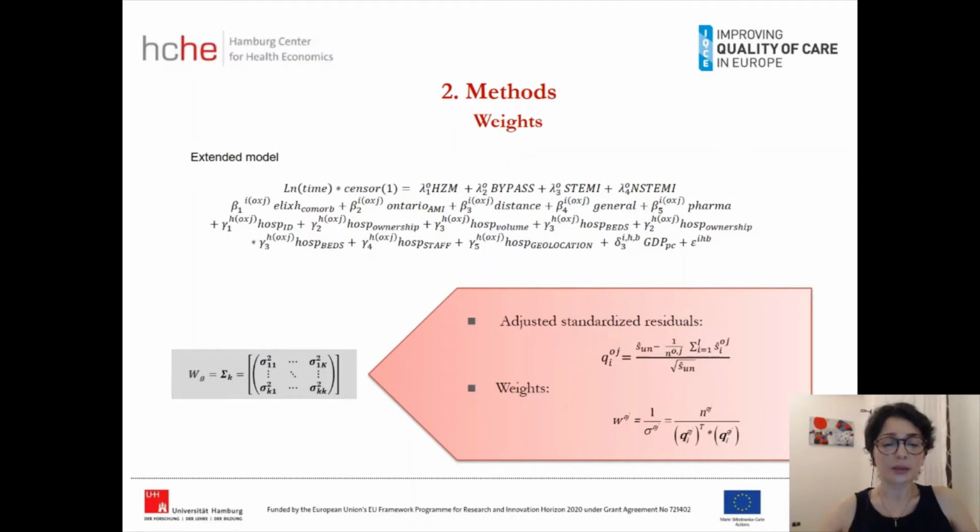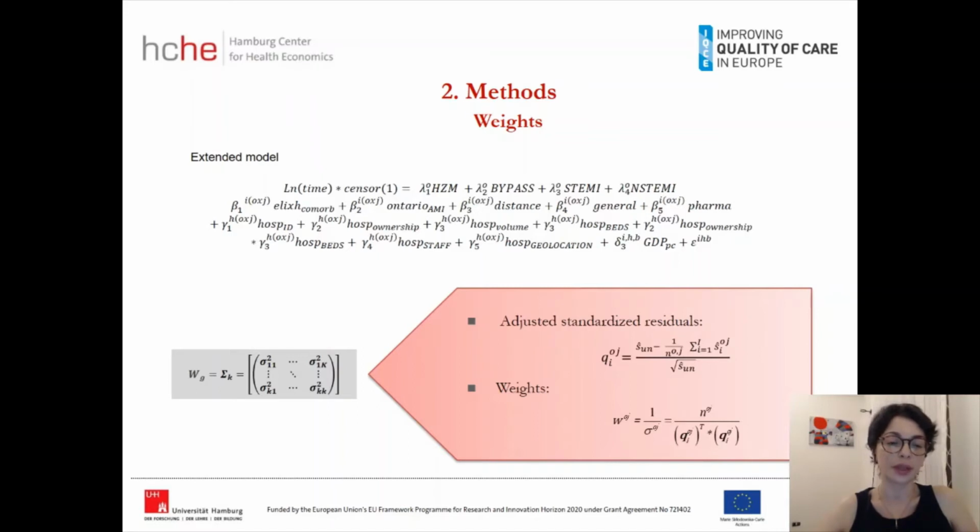At hospital level, we controlled for ownership, volume, beds, ownership interacted with beds, hospital staff, and to observe some spillover effect between East and West Germany after the reunification, we also controlled for hospital geolocation. And finally, we also plugged in the hospital dummies specific for outcome and intervention events. At regional level, we also considered the GDP per capita.